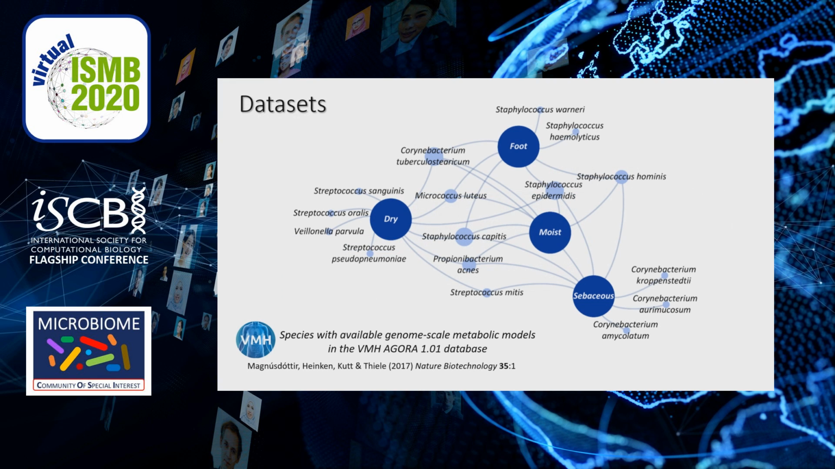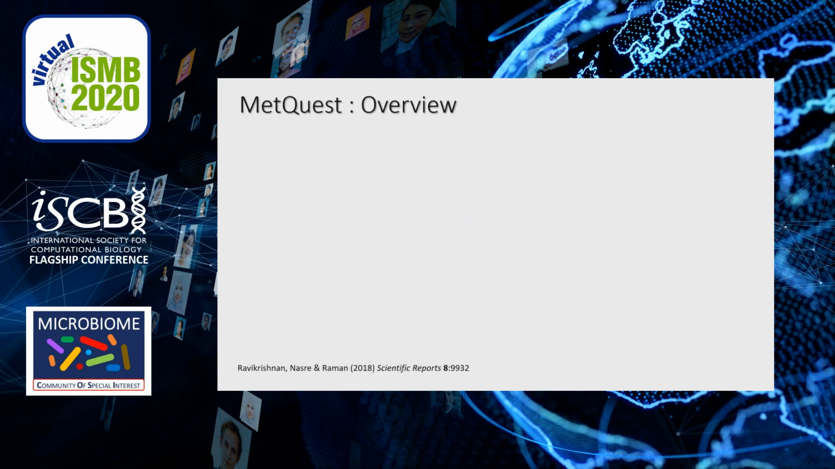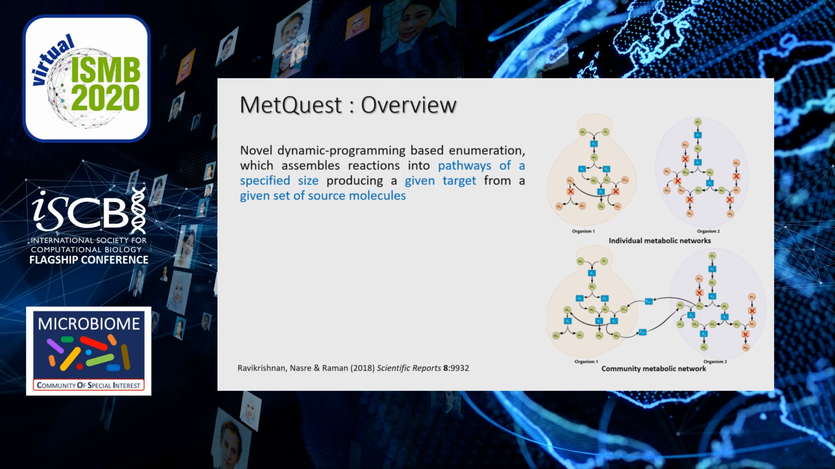For our analyses, we used the available genome-scale metabolic models for the bacterial species in the community from the VMH Agora 1.01 database. To analyze the metabolic networks, we employed MetQuest, an algorithm previously developed in our lab. It is a graph-based method to enumerate metabolic pathways of a specified size from a given source to a given target metabolite. We employed this to traverse the bipartite graphs of these metabolic networks and understand how well one organism supports another in terms of relieving the stuck reactions.